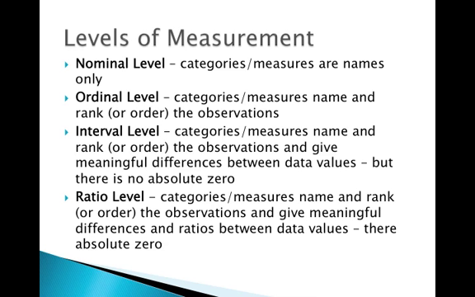Interval level is categories or measures that name and rank. So there's order of the observations and they give meaningful differences between data values, but there is no absolute zero. There might be a zero, but it doesn't mean the absolute absence of the characteristic of interest. Ratio level would be categories or measures that name and rank or order the observations and give meaningful differences and ratios between data values. There is an absolute zero in this case.